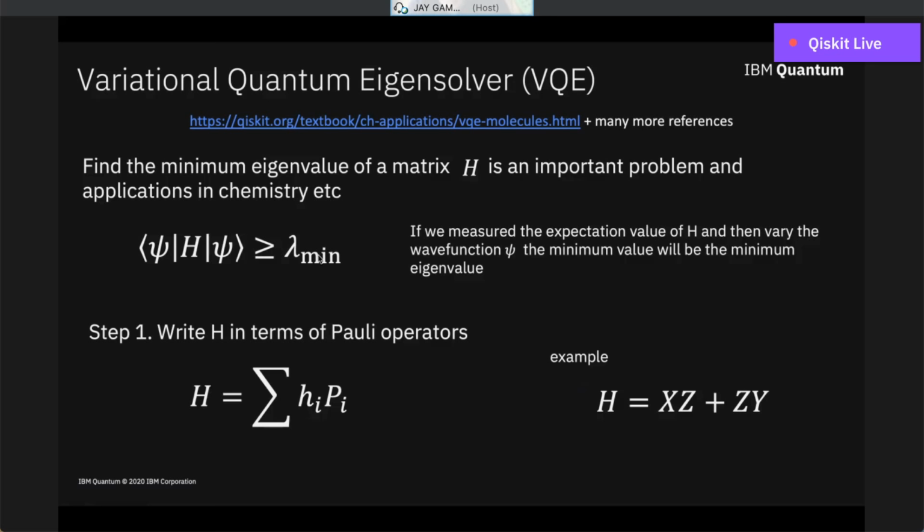So as an example, I can write this H out in terms of what we call Pauli operators. It really doesn't matter what they are, but they're an efficient way to write out, for something that can work with qubits, a bunch of coefficients and a quantum operator. As an example here, I've taken a case of just a simple Hamiltonian that is XZ plus ZY. So the first step is to write it out into something a quantum computer can understand.